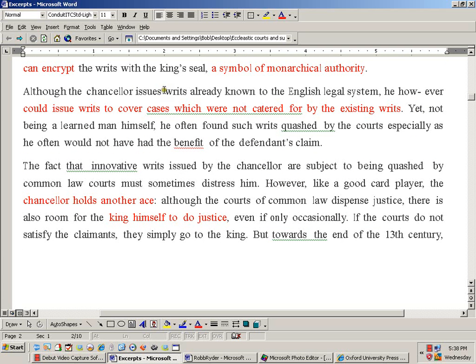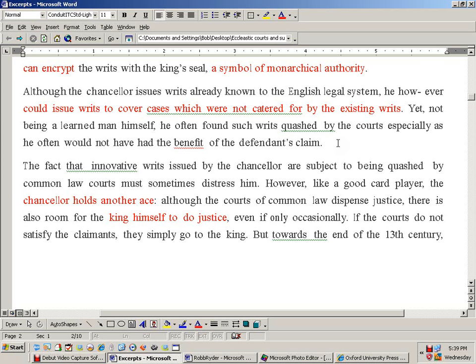Although the chancellor issues writs already known to the English legal system, he, however, could issue writs to cover cases which were not catered for by the existing writs. Yet, not being a learned man himself, he often found such writs quashed by the courts, especially as he often could not have the benefit of the defendant's claim. I'm going to say it's more because he didn't have the benefit of the defendant's claim, because we're talking about the chancellor, who was the bishop, who's probably the smartest guy in the kingdom back in the 11th, 12th, 13th, 14th, 15th century. Probably to this day.